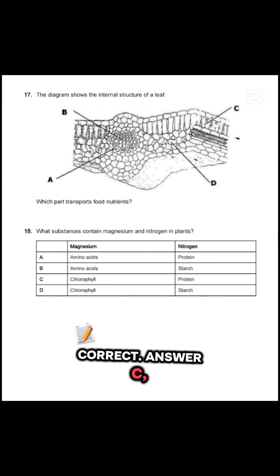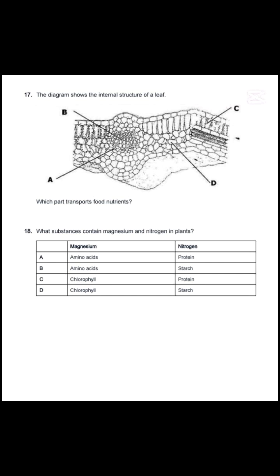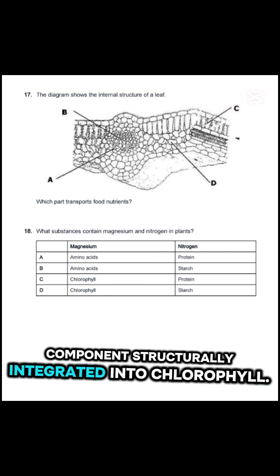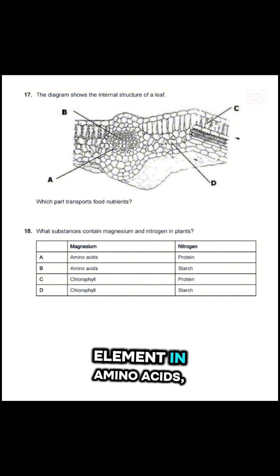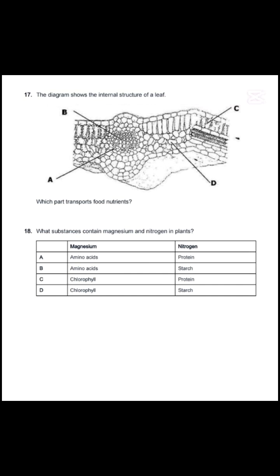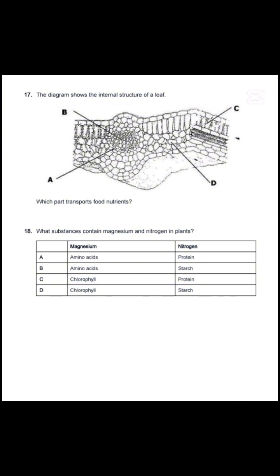18. What substances contain magnesium and nitrogen in plants? Correct answer, C. Magnesium, chlorophyll. Nitrogen, protein. Explanation and reasoning: magnesium is a key component structurally integrated into chlorophyll. Nitrogen is a foundational element in amino acids, which link together via peptide bonds to form proteins. Starch contains only carbon, hydrogen, and oxygen, CHO.